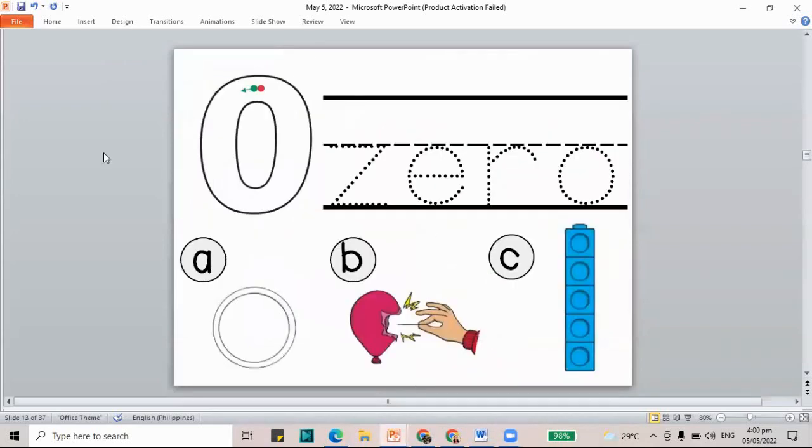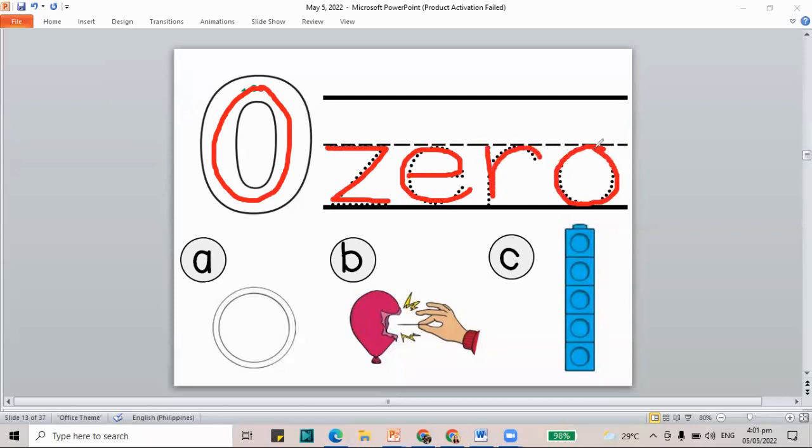Now let's go to our numbers and let's check the number for empty, for nothing. That is 0. When you make your 0, go around like an oval. That's the number 0. Let's spell out the word 0. Z, E, R, and O. That is 0. And let's circle the pictures that show 0. There should be 2 in each number.